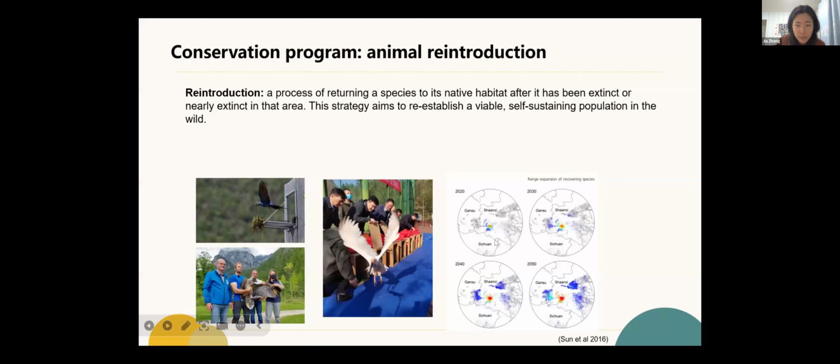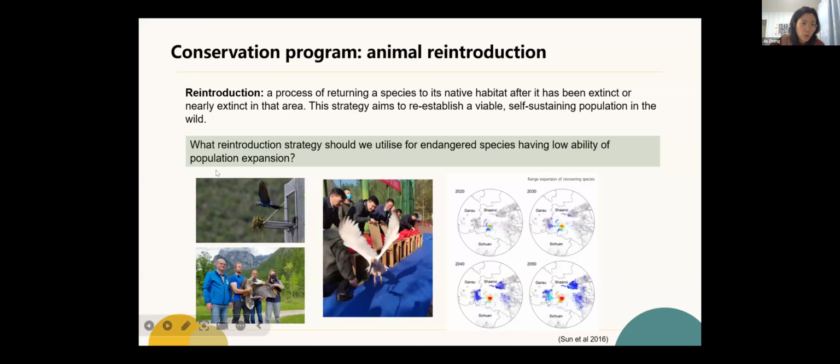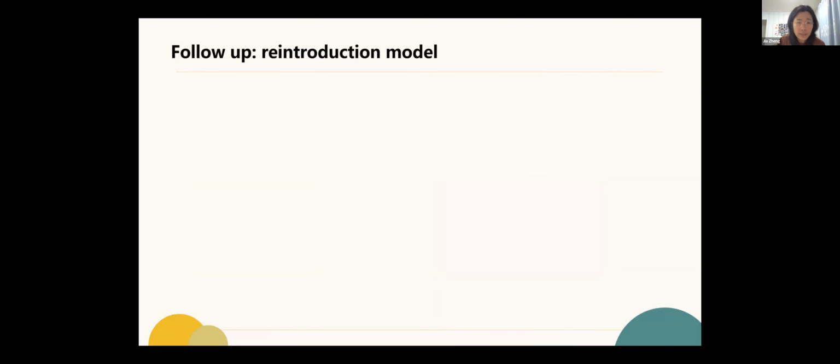The reason we do that is because a simulation study predicted the distribution of ibis in around 40 years, and found that the ibis has a low ability to expand the population by themselves because they are a residential species. So then I want to ask, what reintroduction strategy should we use for endangered species having a low ability of population expansion? So then I created a follow-up model, a reintroduction model.